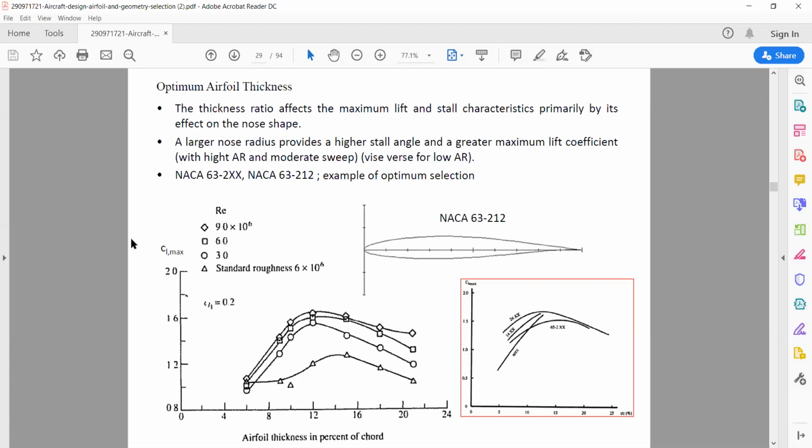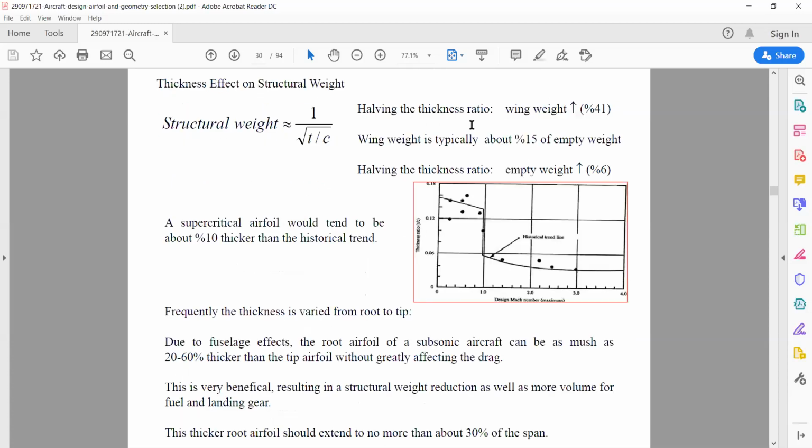And you can see 63-XX, and the last two numbers always represent the thickness to chord ratio. Example of optimum selection: this is 12, so the thickness will be around 12%. And the structural weight is 1 by root of T by C. So halving the thickness ratio, wing weight increases by 41%, and wing weight is typically about 15% of the empty weight. Halving the thickness ratio is about greater than 6%. And supercritical airfoils would be 10% thicker than the historical trend.